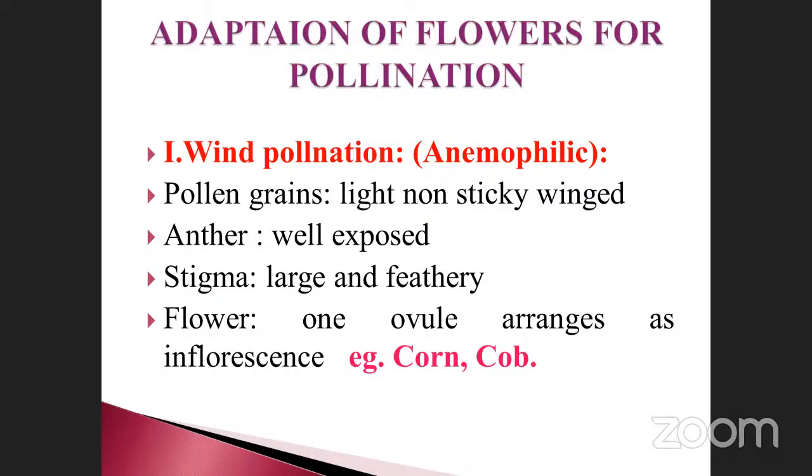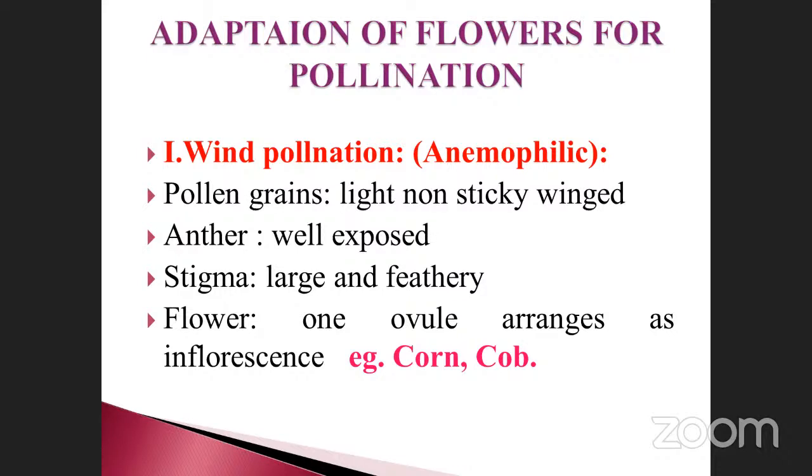Adaptation of flowers for pollination. What are the adaptations? Then only will the pollination take place. For example, how will an anemophilous flower be? Wind pollination is anemophilic in nature. The pollen grains are light, non-sticky and winged. Then only can they be easily transferred by wind or air. The anther is well exposed, and the stigma is large and feathery in nature.